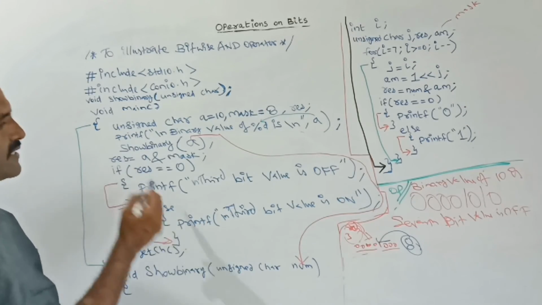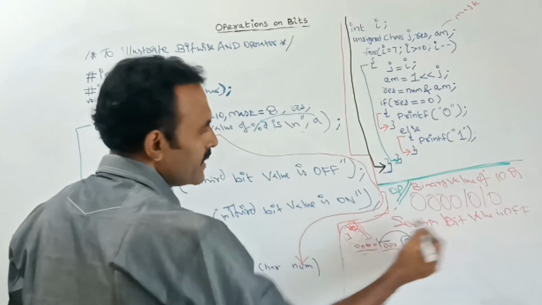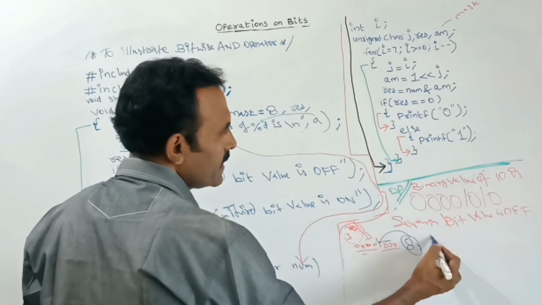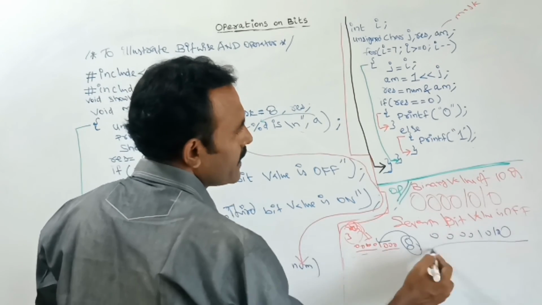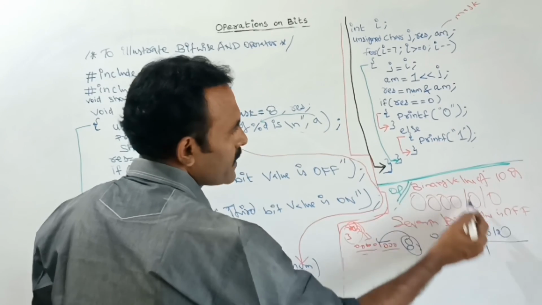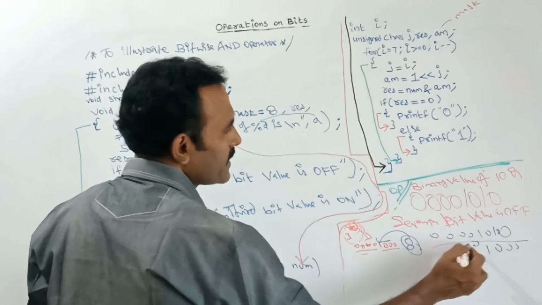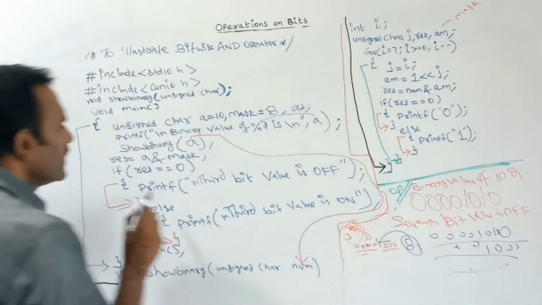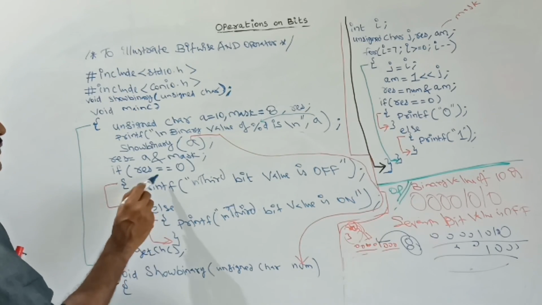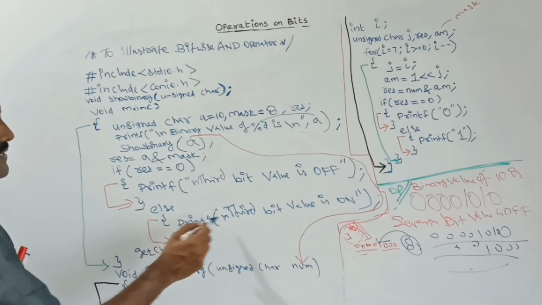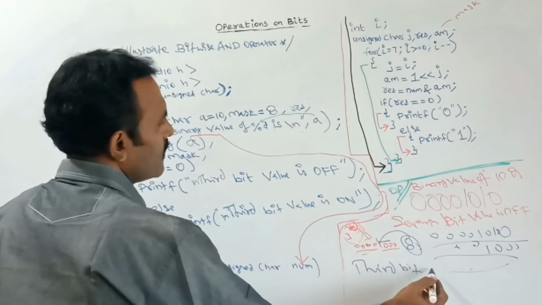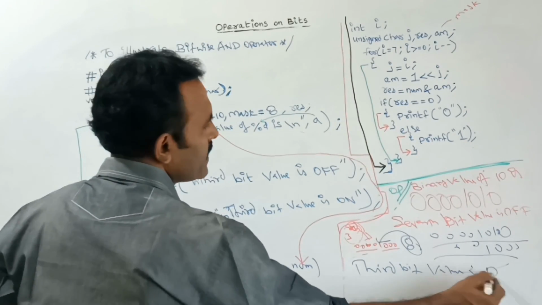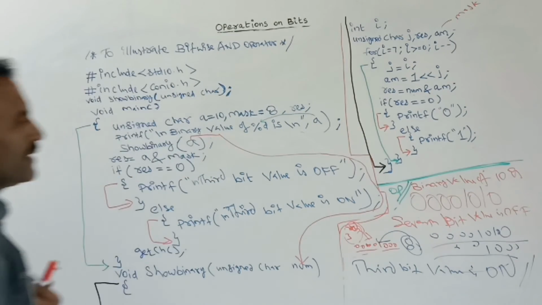The RES value will have some value, because if you are applying this mask value, 1 and 1 is 1, and the third bit value is 1. It has some value. So here RES is not equal to 0. If it is not equal to 0, it will display like this: third bit value is on.